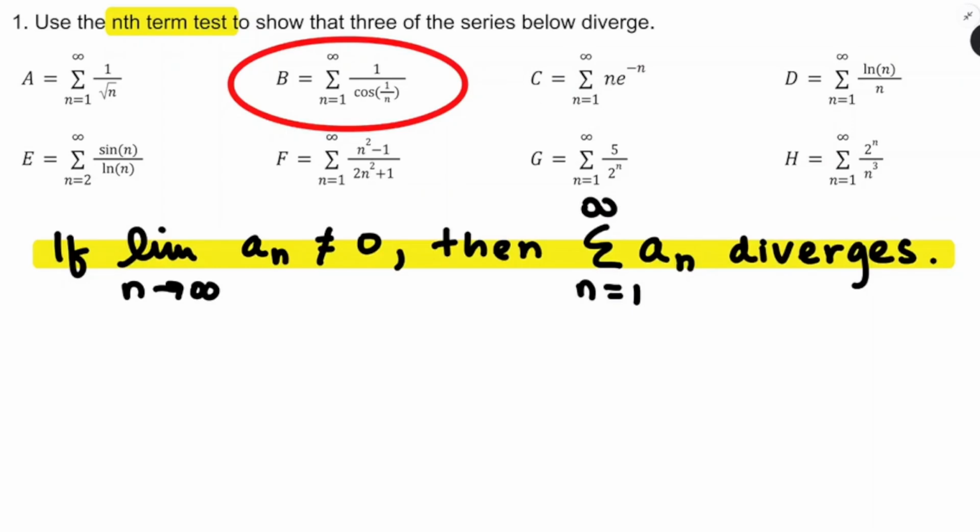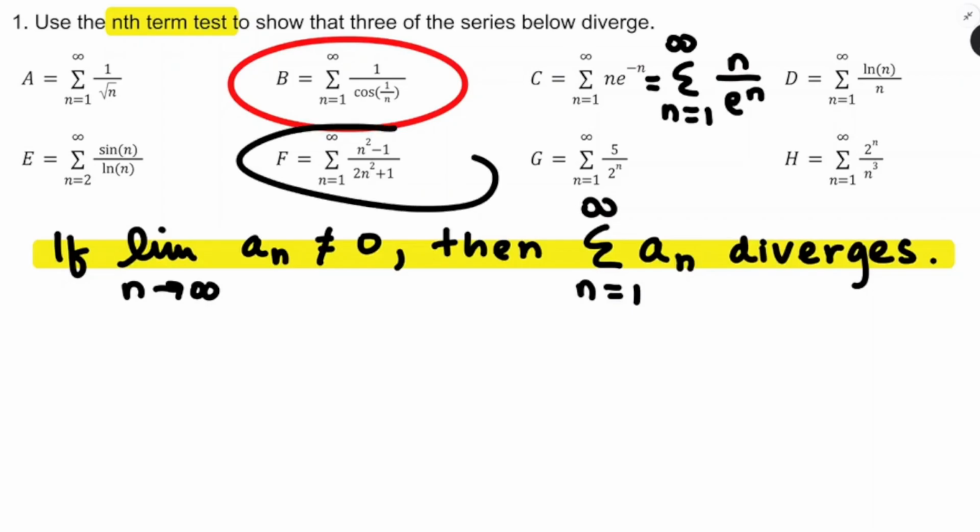C, these terms are going to go to zero, because if I rewrite this, this would be the sum as n goes from 1 to infinity of n over e to the n. As n approaches infinity, the exponential grows faster, and those terms approach zero. Same with D, the denominator is growing faster than the numerator. E, same story, the numerator's not growing. Sine stays between -1 and 1 forever, whereas log gets bigger and bigger. So the denominator is growing while the numerator stays constant, and those terms approach zero.